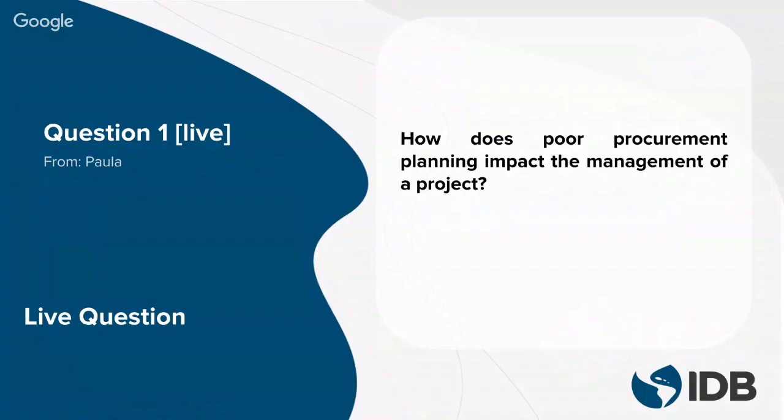Okay. Now question number one: how does poor procurement planning impact the management of a project? Okay. First thing, we are not into the procurement chapter yet, but of course it is important. It is very important to do planning. It is important to do planning in general for a project.